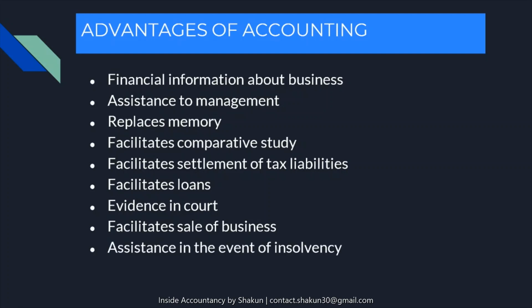The next advantage is assistance in the event of insolvency. Now, insolvency means when a person becomes insolvent, it means he is unable to pay his debts to other people. Means if he has taken money from some people, he is unable to pay back that money to those people. So, insolvency proceedings involve explaining many transactions that have taken place in the past. So, if a business becomes insolvent, if a person becomes insolvent, he has to explain each and every transaction that happened in the past to the government. Now, systematic accounting records, if made, would help him to deal with such situations.